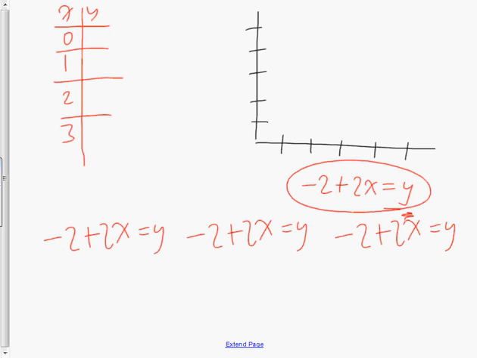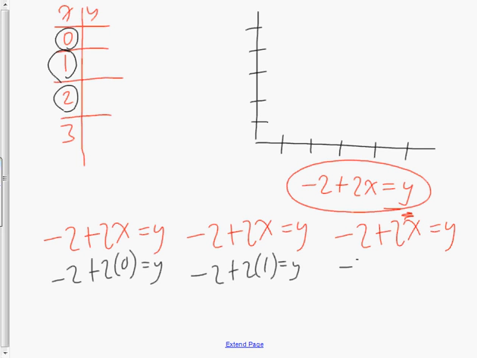So when I take this equation and I substitute a value of x, in this one I'm going to substitute the value 0 for x. In the next one I'm going to substitute the value 1 for x. And in the third one I'm going to substitute the value 2 for x. And in all three of those, when I simplify this side, the corresponding value of y is going to be different.